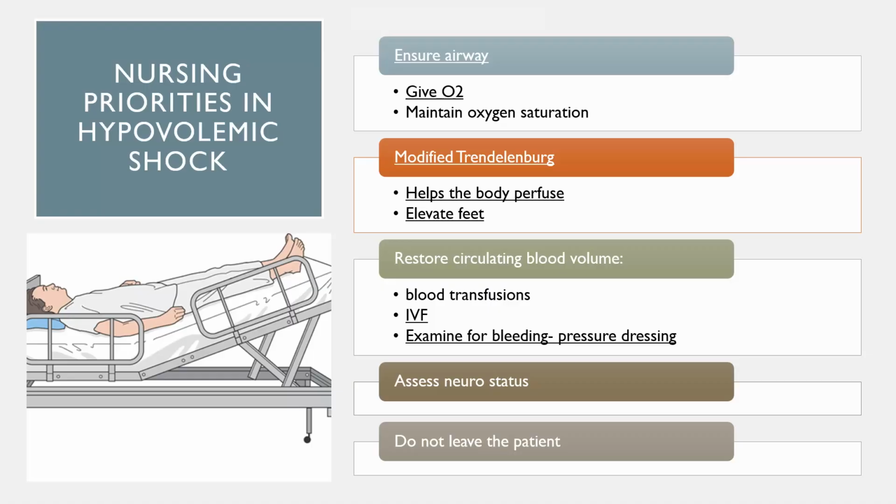And a modified Trendelenburg means that you're just elevating the feet so that you're getting the fluid back to the trunk area. Do not lower the head of the bed. Just elevate the feet. We are also going to restore the fluid volume. So that could be IV fluids, blood transfusions. We're going to be looking for any kind of wound that is causing massive bleeding. So pressure dressing may be warranted.